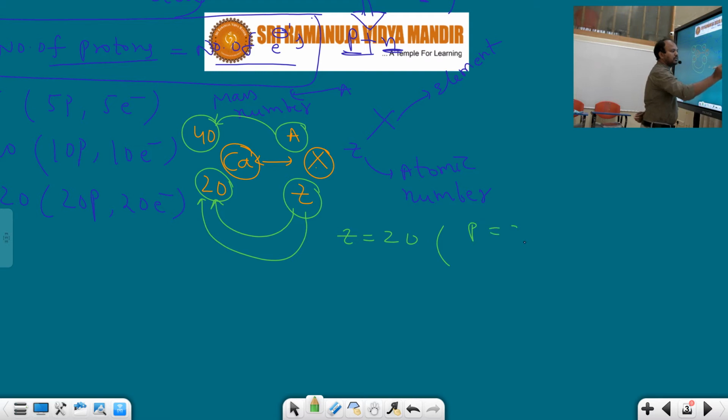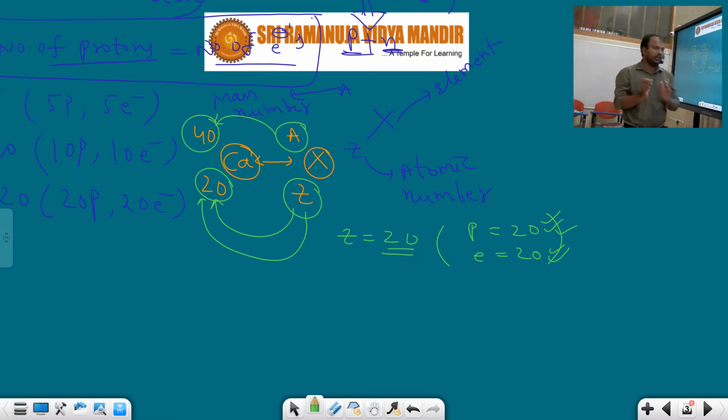How many protons? 20. We know the electron number is 20, because atomic number is nothing but the number of protons present inside the nucleus, which is exactly equal to the number of electrons revolving around the nucleus. How much is the atomic number? The same number of protons and the same number of electrons are present in it. So here the atomic number is 20, that's why I have written 20 protons and 20 electrons.